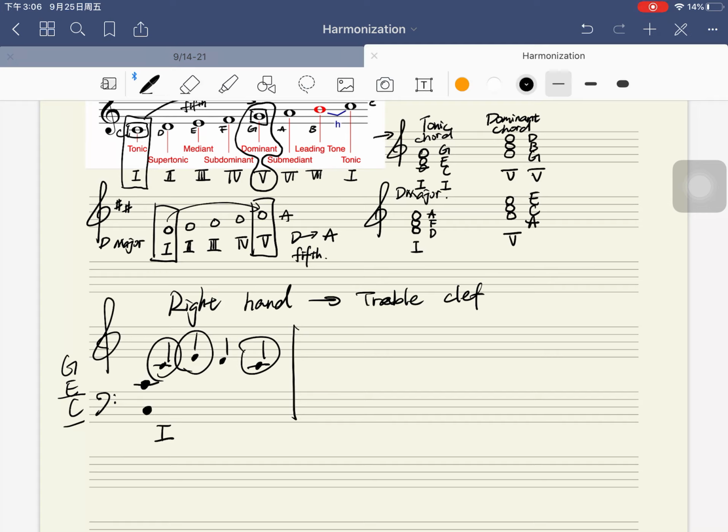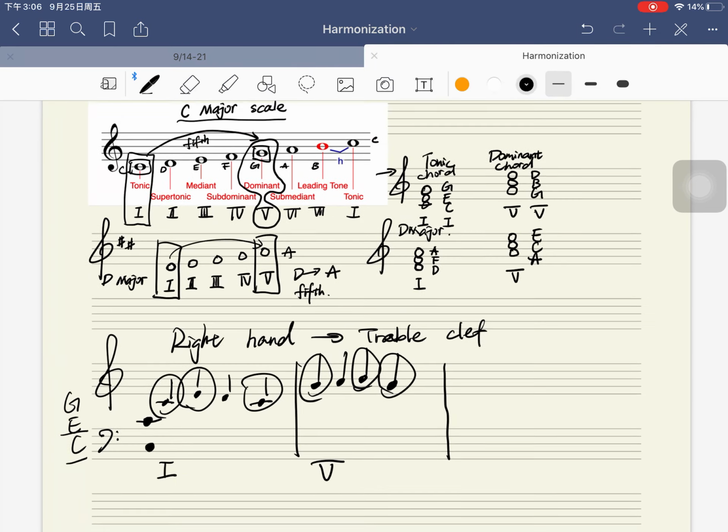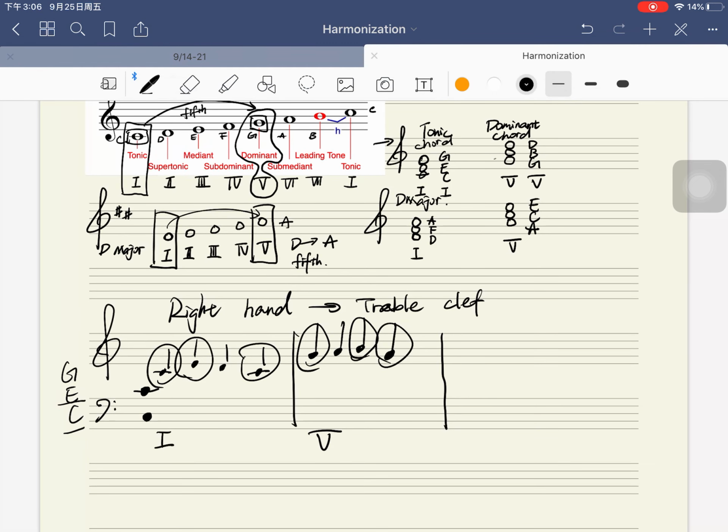So that's it. If you got a measure where the right hand has some note with a G. Okay, so here we got a G, we got B, we got G again. So that should be the dominant chord. So you will put G over there because the first note in the dominant chord is G. Okay, so this is how it works.